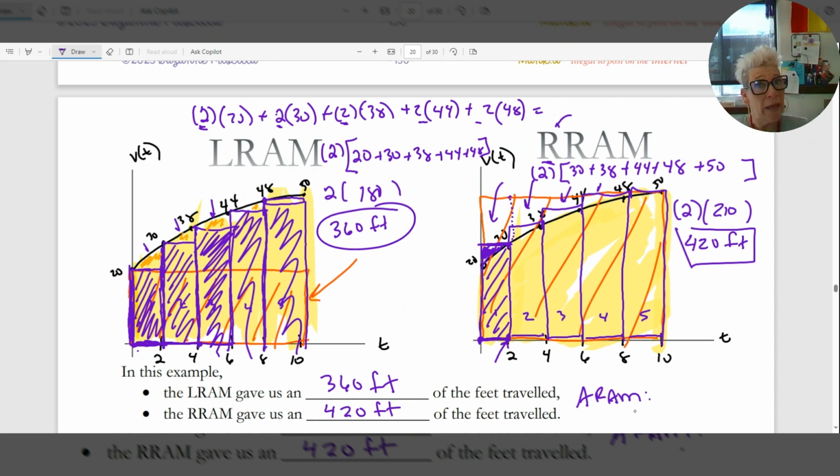So let's do a little bit better like we did in our first video, and let's find the average of those two. 360 plus 420 divided by 2 gives us a 390 foot estimate. So we still don't know the exact amount of feet that we've traveled, but we can be sure that we're getting closer to the actual answer, which is going to be closer to 390.